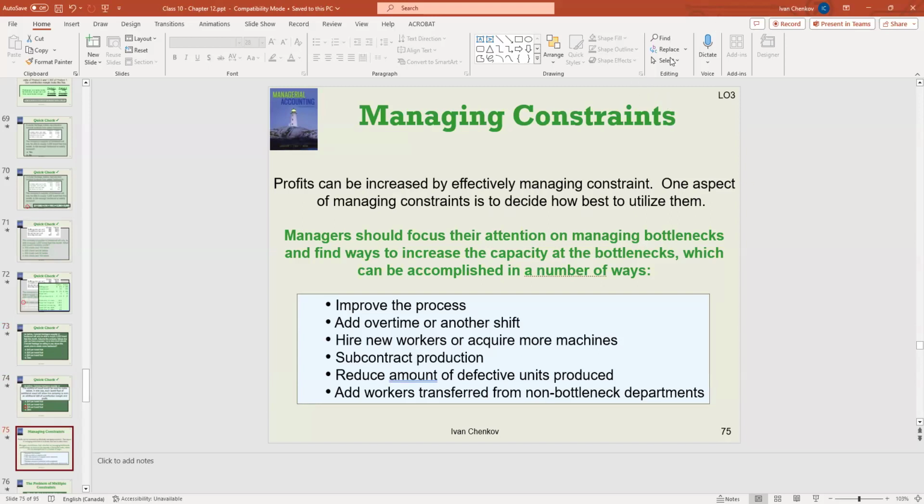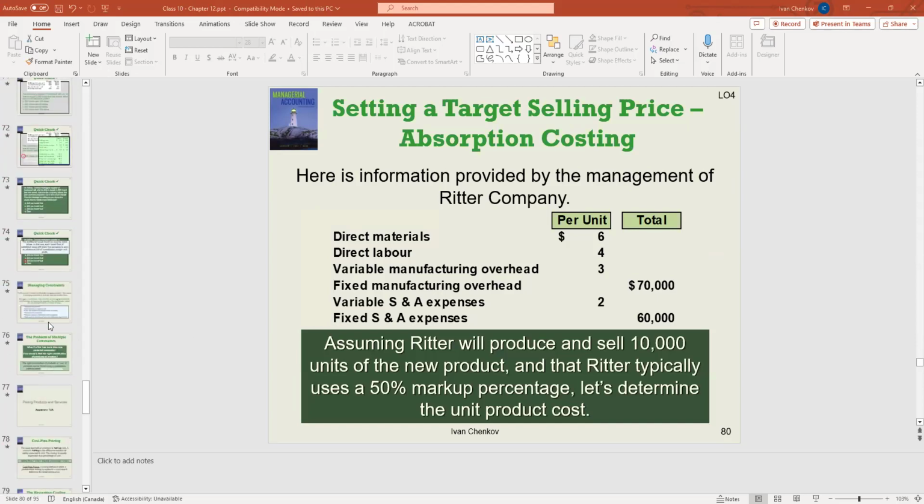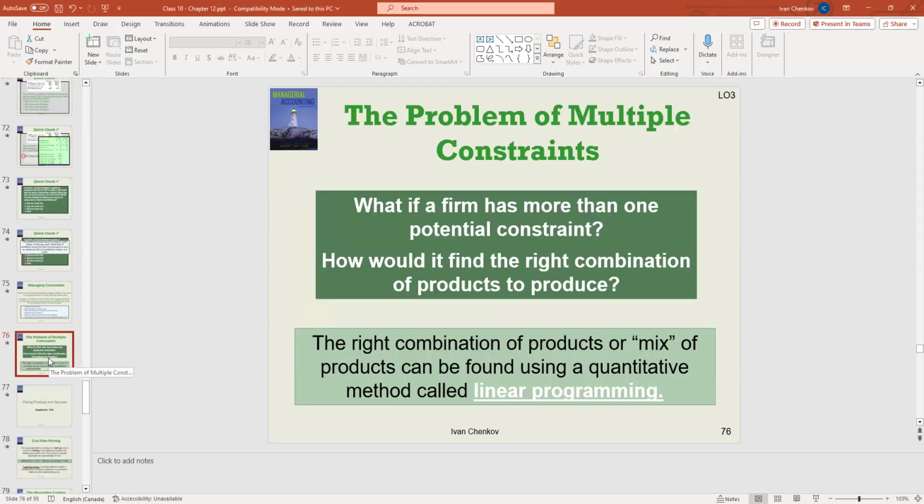Now, what we're going to do as managers to manage the constraints, we can improve the process. We can add overtime on another shift when needed, hire new workers, subcontract production, reduce the number of defective units produced, or transfer workers from the non-bottleneck divisions. What are we going to do if we have multiple constraints? Well, if we have multiple constraints, we can use linear programming, which is not part of this course. I'm not going to teach you that one. And that concludes our chapter today.